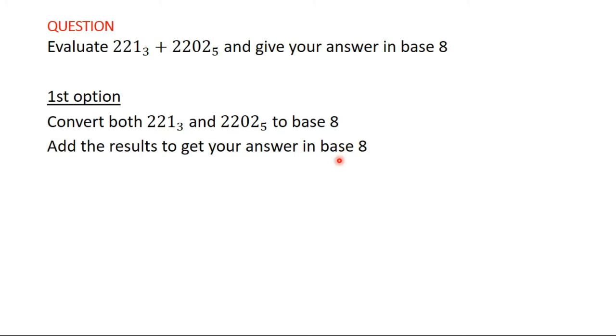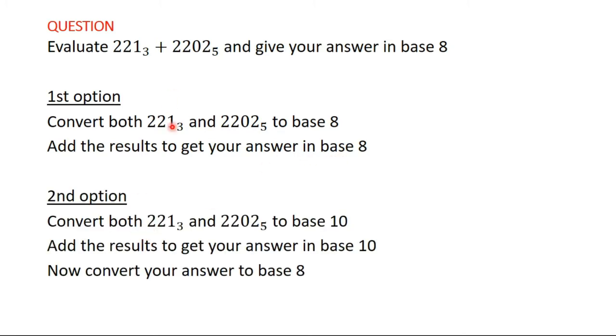The other option, which is the second option, is that you can convert 221 base 3 and 2202 base 5 to base 10. You can convert this to base 10 and convert this to base 10. Then you add them. Now when you add them, you are going to get your answer in base 10. The question is telling us to give our answer in base 8. So after you have your answer in base 10, you can now convert it from base 10 to base 8. So you can pick any of these and you'll be able to do it.